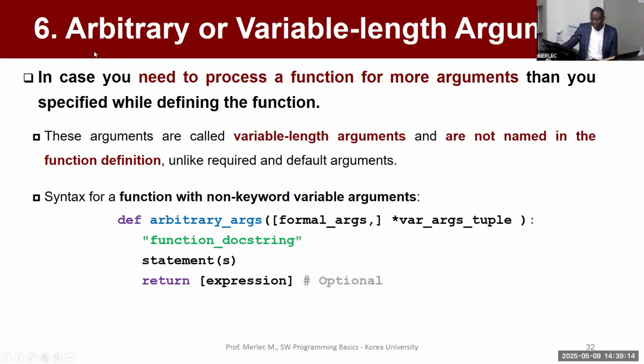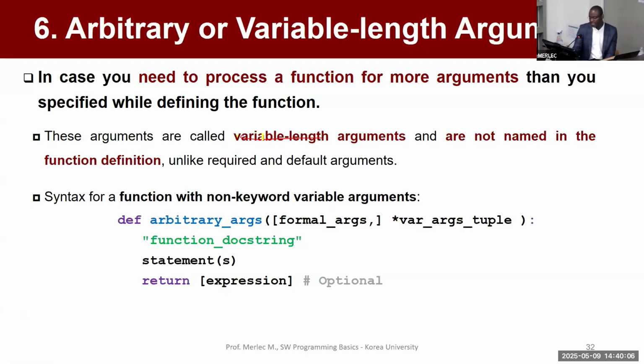And the last one is the type of arbitrary or variable length argument. So in this case, you need to process a function for an unknown number of arguments. If you have more than one argument and you don't know exactly the number of arguments, you can use this case, where you can just specify in the function an arbitrary number of parameters that can be passed as an argument. So these arguments are called variable length arguments.